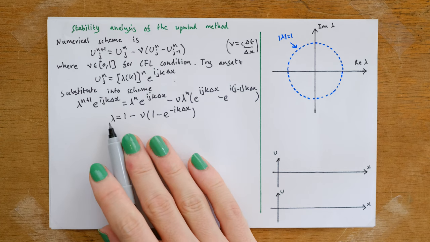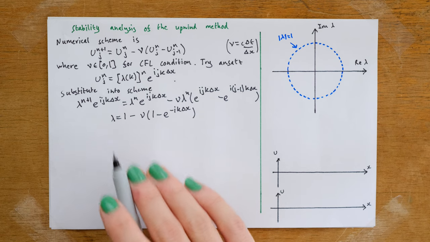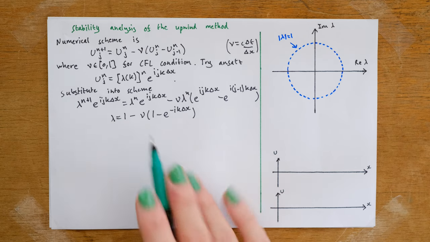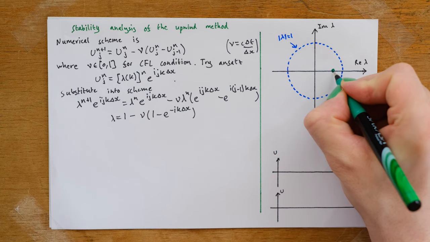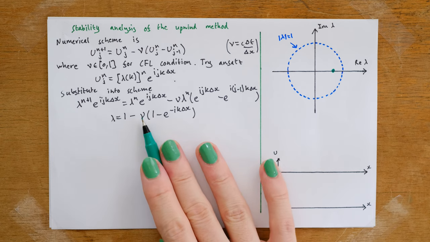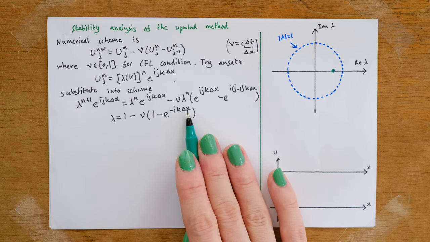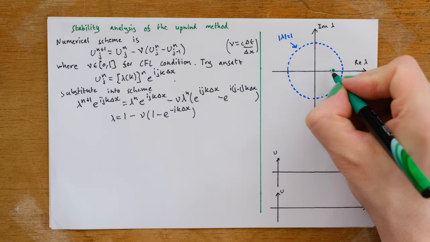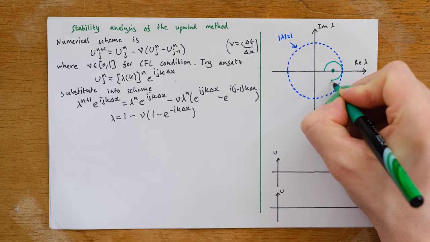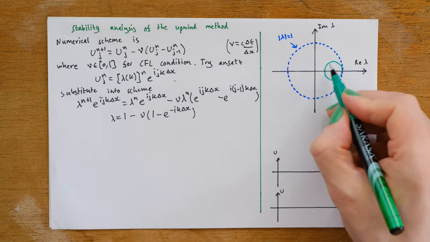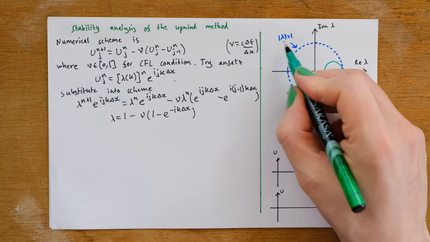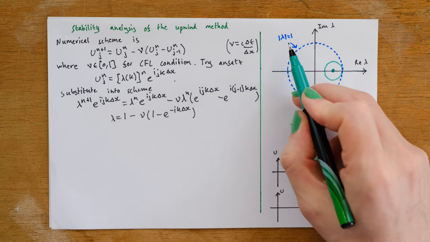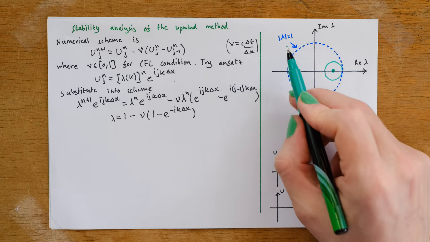And we can now look at the values of lambda in the complex plane. So if we look now, we have three terms. We have a 1 and a minus nu. So those two terms together would sum to give us a point right here. And the final term is nu times e^{-ik delta x}. And as k varies, this exponential will trace out a circle and it will have radius nu. So we know therefore that our lambda values will lie on a circle of radius nu centered on 1 minus nu. And we can see from the diagram here that this circle will be contained within the region where the magnitude of lambda is less than or equal to 1, and therefore we can deduce that our method will be stable. So let's now look at directly calculating this.